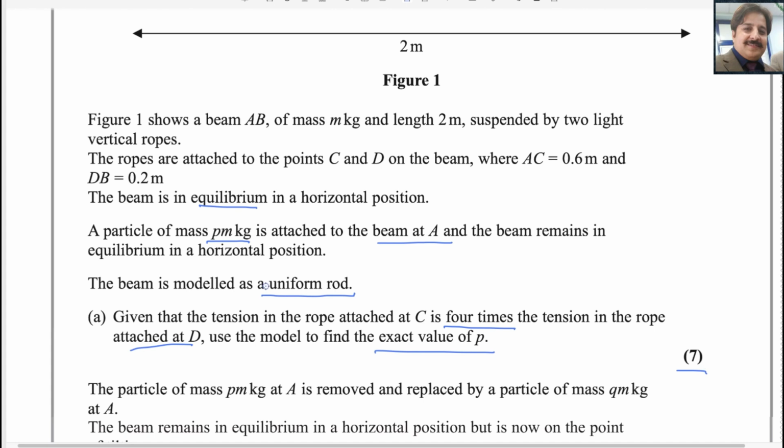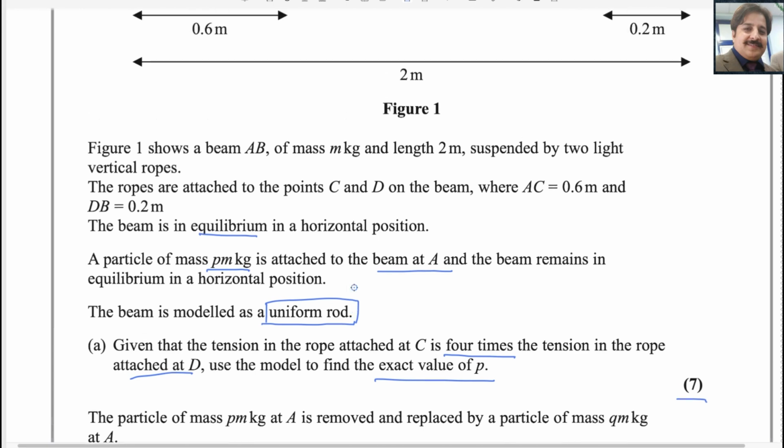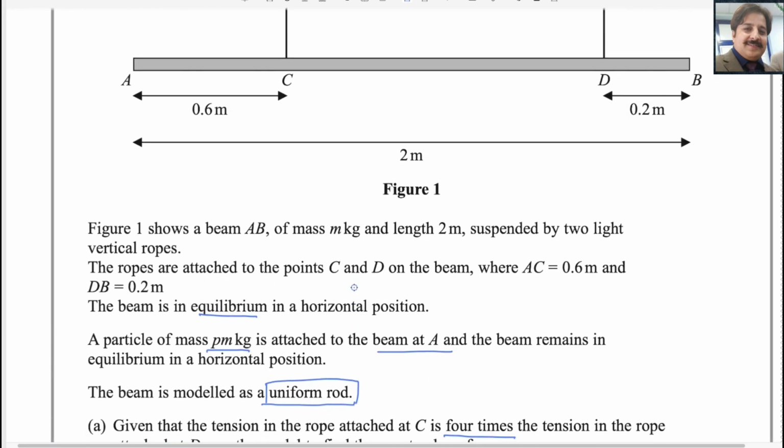Here, it is to be noted that the rod is uniform. Whenever the rod is uniform, the weight of the rod acts at the midpoint of its length. If the length of this rod is 2 meters, the midpoint will be at 1 meter, and the weight of the rod acts at this midpoint. This point is very important for a uniform rod.